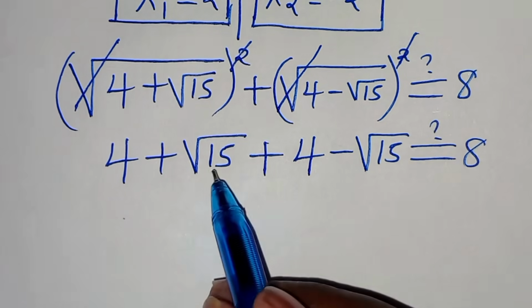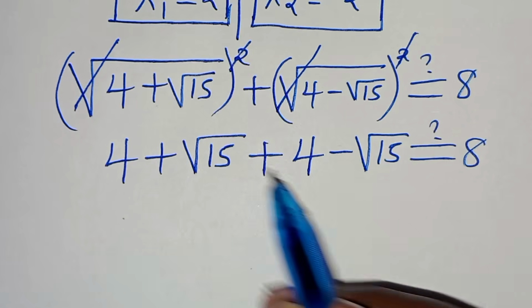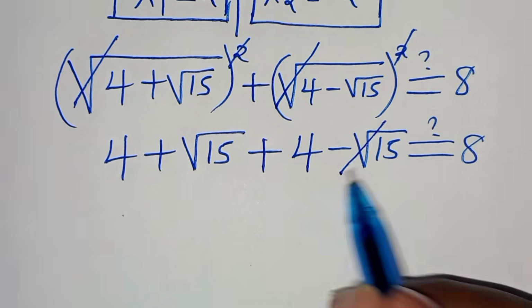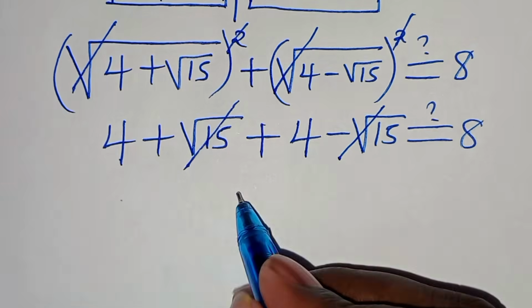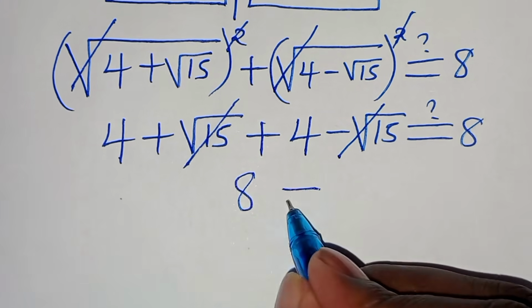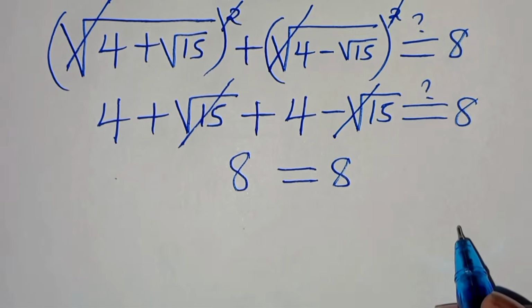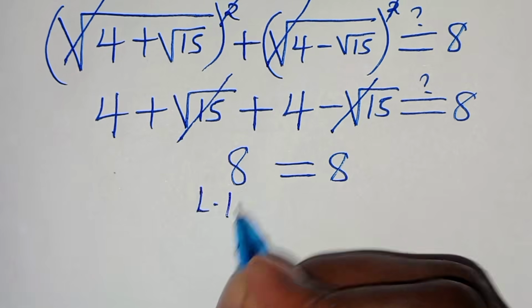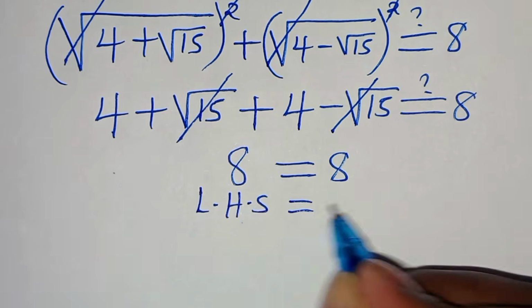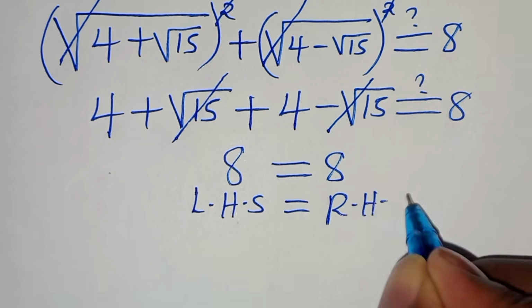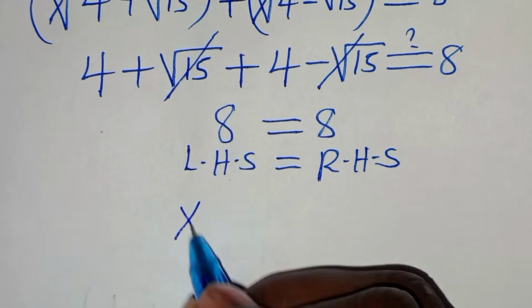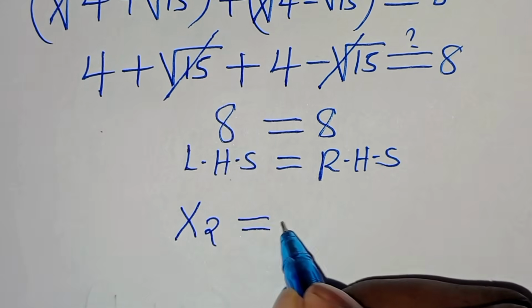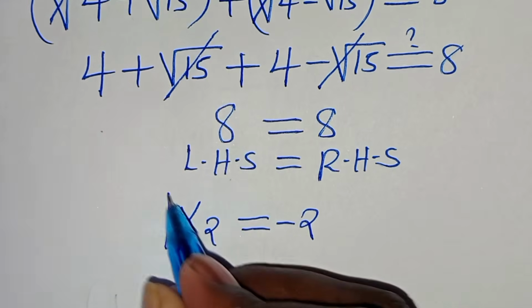So you can see we have plus square root of 15 minus square root of 15. This simplifies, and then we have 4 plus 4. This is equal to 8, and this is equal to 8. So this means that the left hand side is equal to the right hand side. Now let's check x2, which is equal to minus 2.